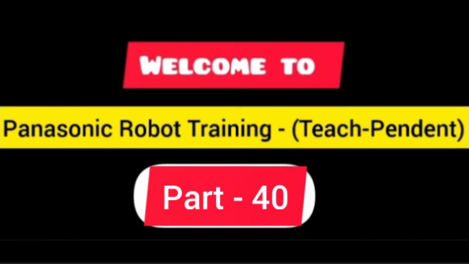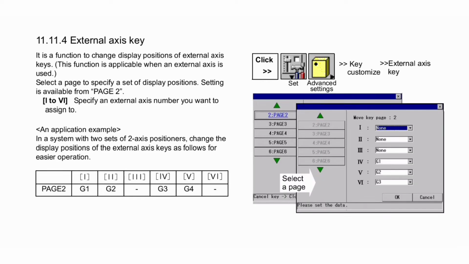This is part 40 and here we discuss the external axis key. It is a function to change display positions of external axis keys. This function is applicable when an external axis is used. Select a page to specify a set of display positions. Setting is available from page 2.